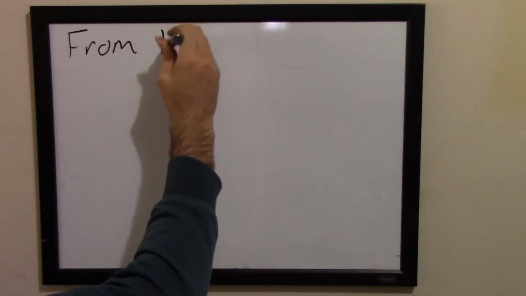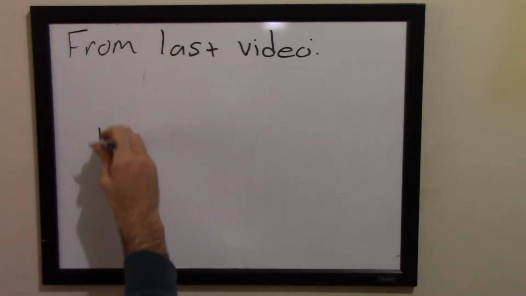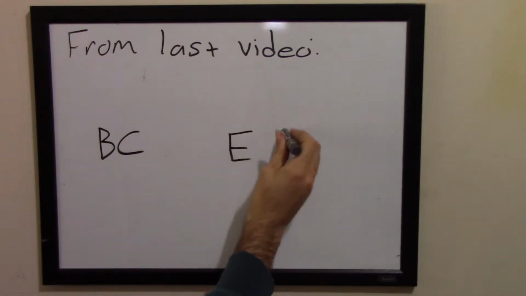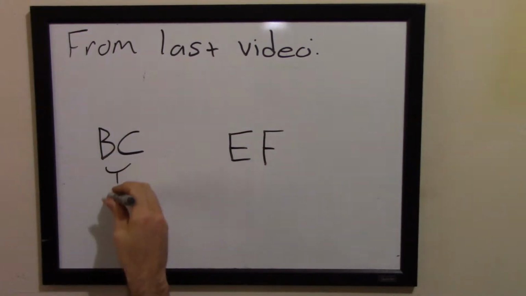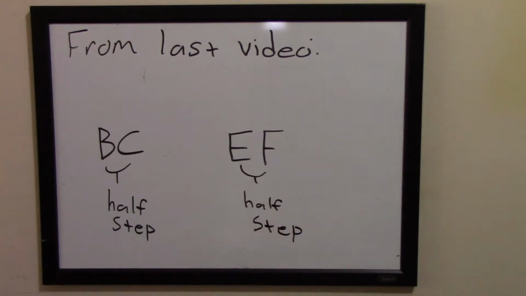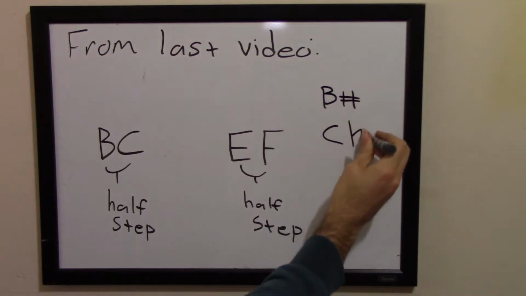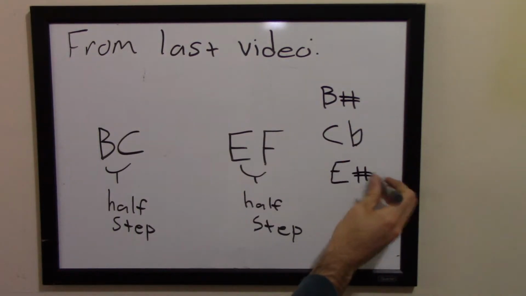Okay. There's something that I didn't cover in the last video that I should have. It came to my mind as I was writing this video. So I told you that there was nothing in between B and C and that there's nothing between E and F, which is true. It's a half step from B to C, and it's a half step from E to F. And this would lead many people to say there's no such thing as B sharp, there's no such thing as C flat, there's no such thing as E sharp, there's no such thing as F flat.